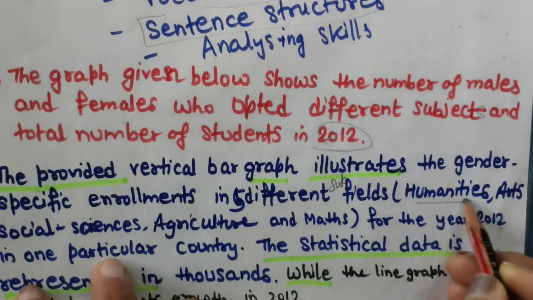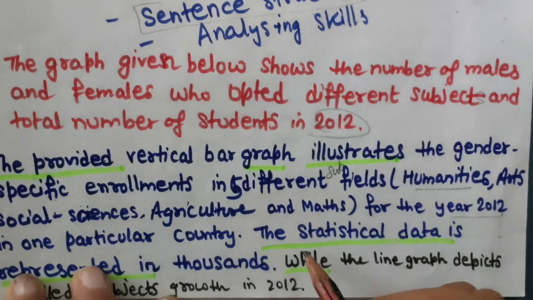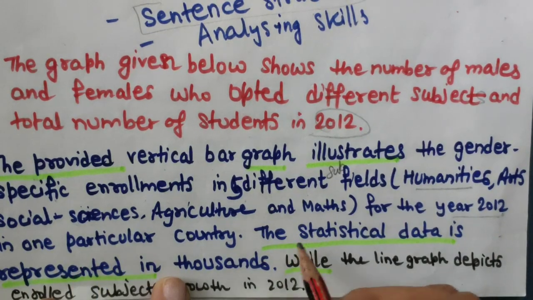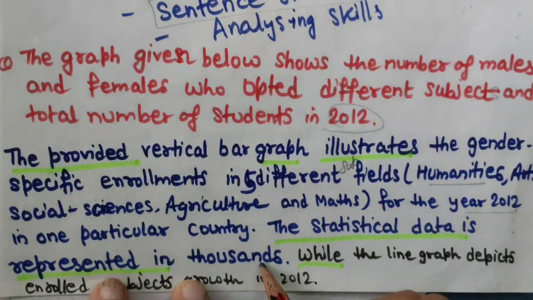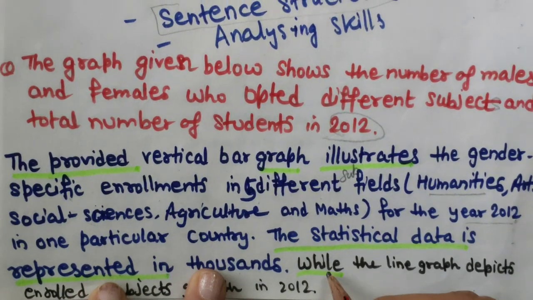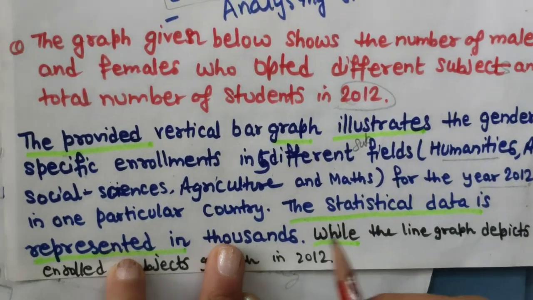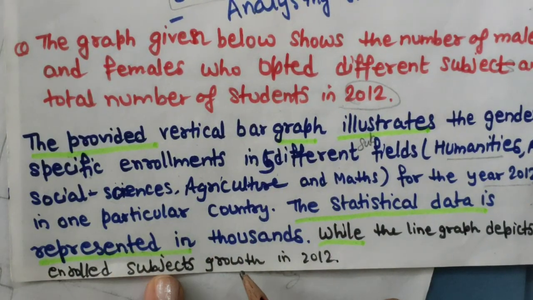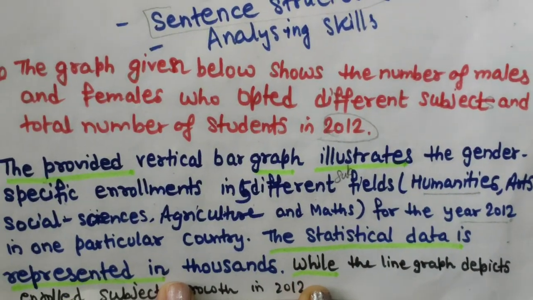Now I have written names of all subjects, okay, for the year 2012. Okay, now this line is also important. The statistical data is represented in thousands. Now one line about this line graph. So while the line graph depicts enrolled subjects growth in 2012. Okay, so this is about the line graph.